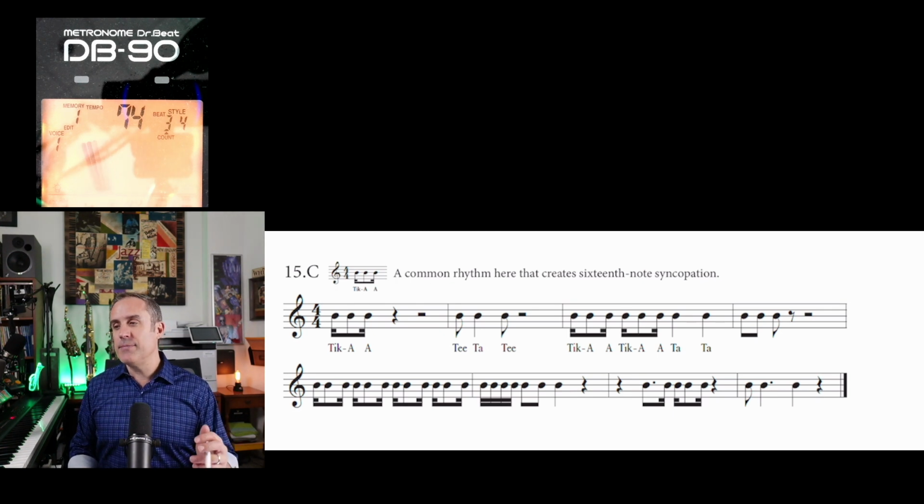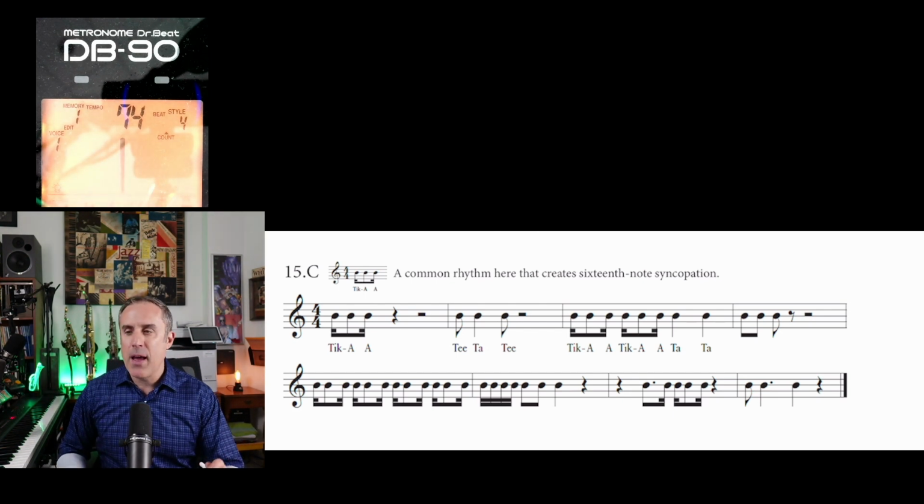Ti-Ta, ti. Tik-A, Tik-A, ta, ta, ti, ti, ti. Tik-A, Tik-A, Tik-A, Tik-A, Tik-A, Tik-A, ti, ti, ta. Tik-A, Tik-A, ti, ta, ta. All right.